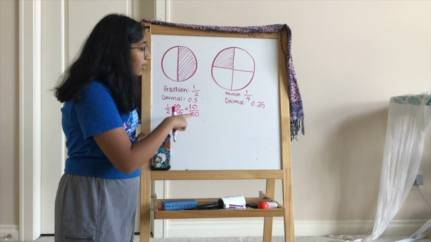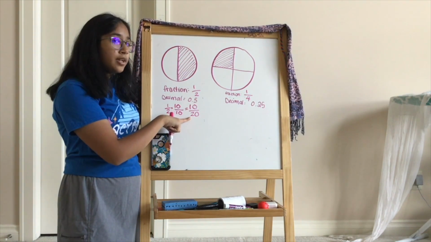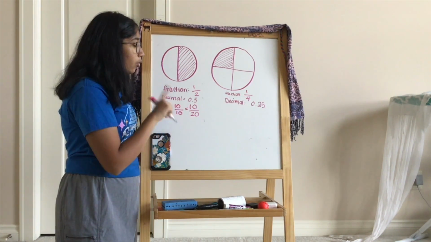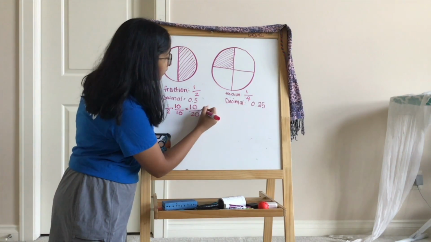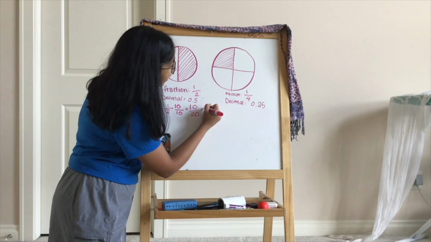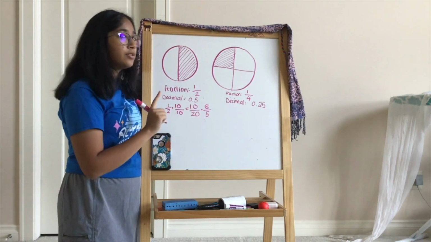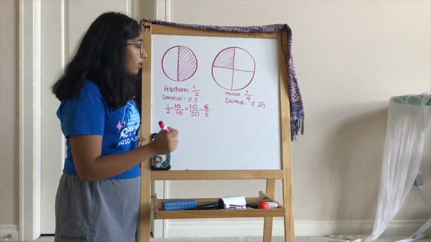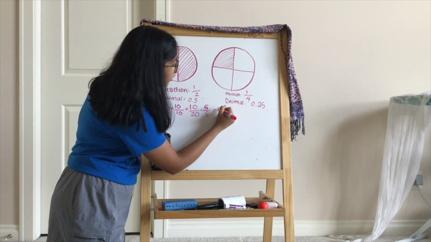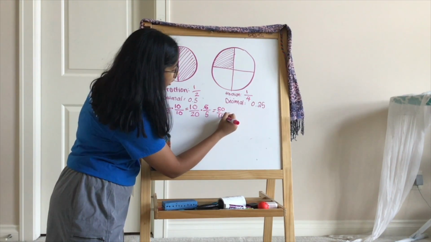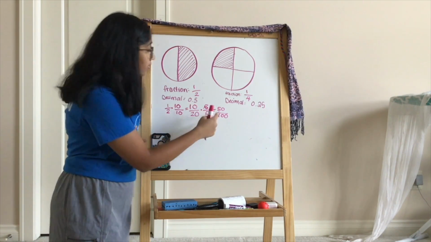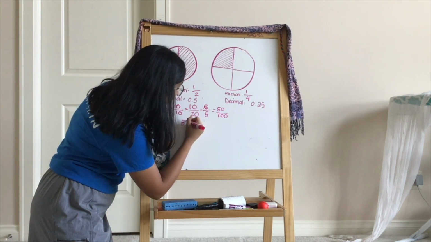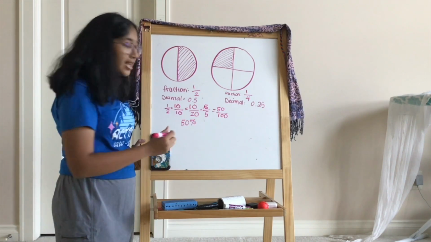So what do we need to do to get the denominator to 100? Well, 100 divided by 20 is 5. So if we multiply this fraction by 5 over 5, which is also 1 technically, we can get 50 over 100. Now since we have a fraction over 100, we can write it as 50%. And that's our answer.